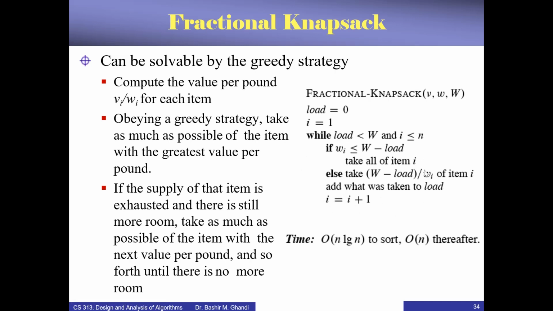Obviously this algorithm will be either big O of n or n log n, depending on whether the elements are sorted according to their values or not. If sorted, it is big O of n. If not sorted, n log n. This will be the running time, because the loop will run at most n times. But the problem is, how do you choose the next item? If it is sorted, nothing else is needed. But if it is not sorted, it has to be sorted, and that will take n log n. So that is the fractional knapsack.